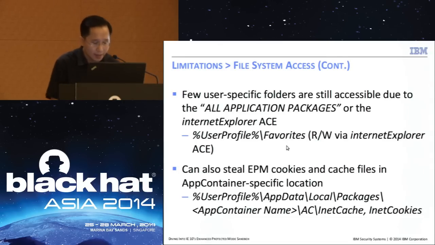But more importantly, EPM cache files and EPM cookies, which contain potentially sensitive information, website authentication information, or may contain personal information, can also be stolen because they are stored inside the app container specific folder in which the app container process has full access.